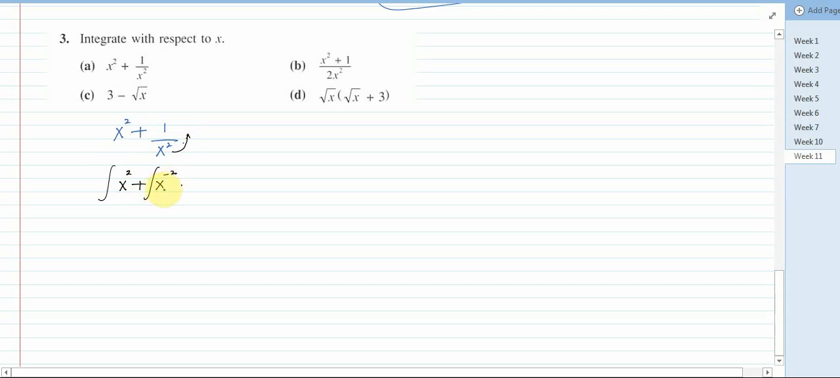So what do you think the integral of this part will be? Just give it a try, and you have a time of 40 seconds for this part, and then I will explain, so start.